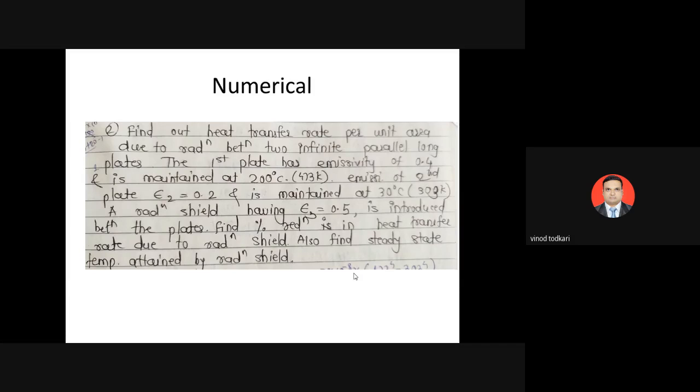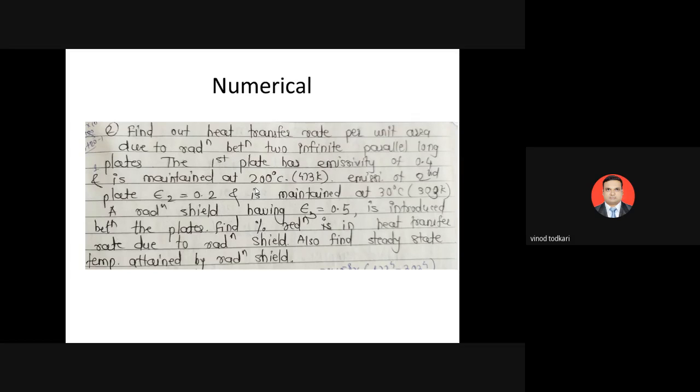Now we have worked out this numerical. In this case, T1 and T2 were given, right? See, find out the heat transfer rate per unit area due to radiation between two infinite long parallel plates. The first plate has emissivity of 0.4. So what is given? Epsilon 1 is given 0.4. It is maintained at 200 degrees Celsius. I cannot take temperatures in Celsius. As I told you, in radiation, we have to take temperature in Kelvin.